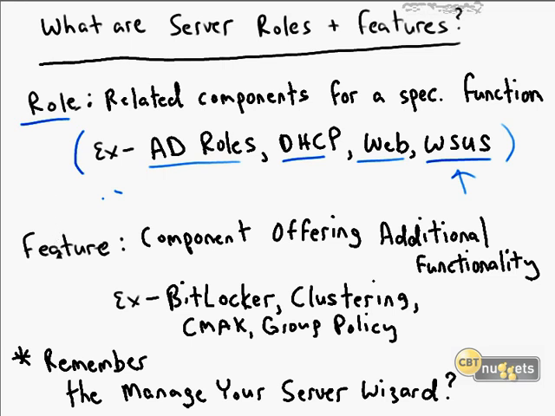In contrast to the server role, we have the feature. And a feature is officially defined as a component, an installable component that offers additional functionality to that server. Examples of features in Windows Server 2008 include such things as BitLocker drive encryption, Windows Clustering Service, Connection Manager Administration Kit, or CMAK, and Group Policy. So the idea is you want to have as few roles as possible per server, and then on top of that you can break out or install features as the case may be.